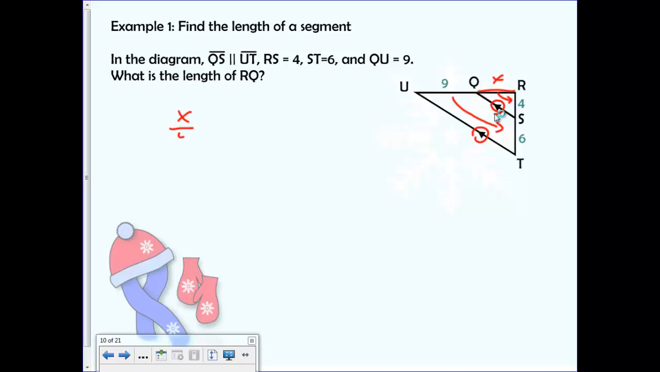So I say X compares to 4, 9 compares to 6, then we can cross multiply. 6 times X is 6X, 9 times 4 is 36. We divide, X equals 6.